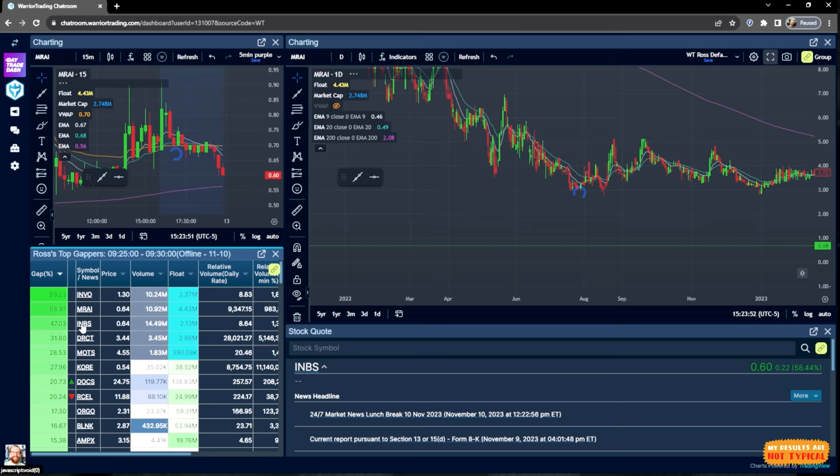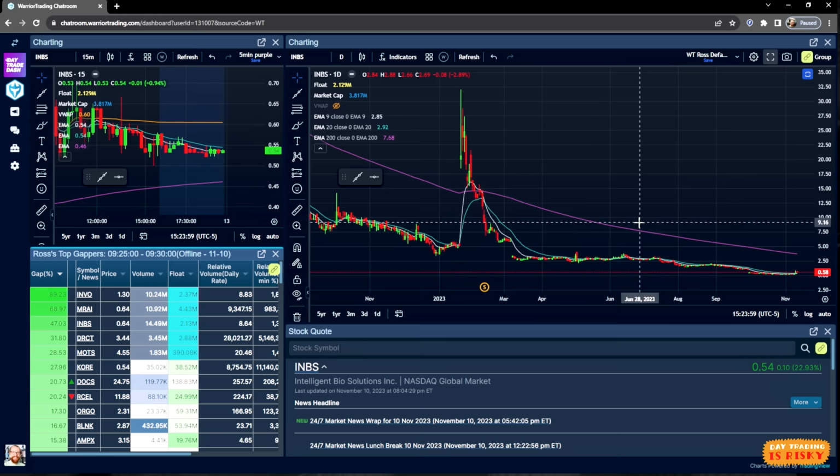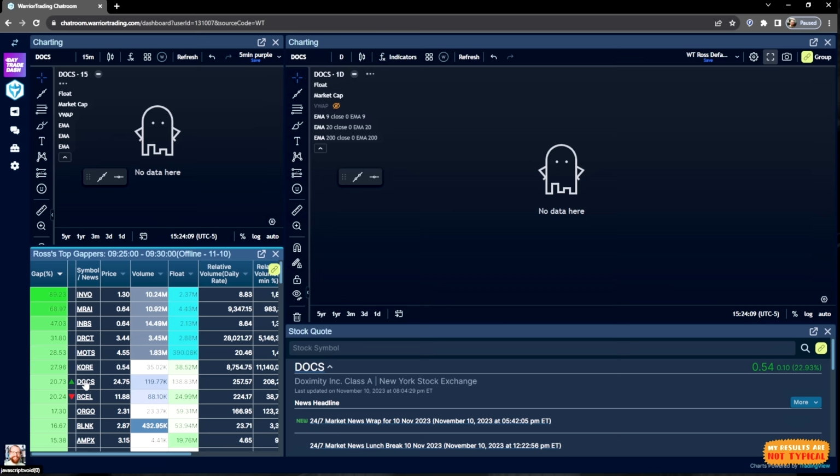Now, as it turned out, there were a number of securities on the scans on just the last trading day that were lower priced. A lot of these lower priced names are going to be well below that 200 moving average. Let's see. This one is a little higher priced.